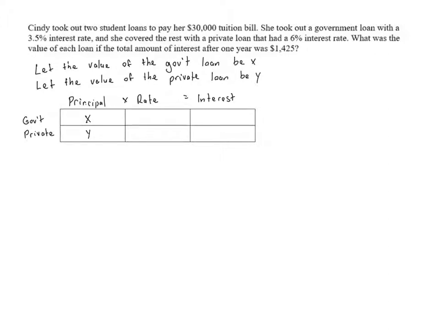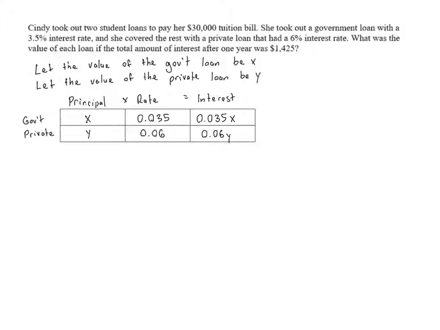The interest rate for the government loan was 3.5%. As a decimal, that's 0.035. For the private loan, it was 6%, but more expensive, so that's going to be 0.06. And again, we're going to multiply across the principal times the rate to get the interest. So in the first row, that's going to be 0.035x. And in the second row, that's going to be 0.06y.